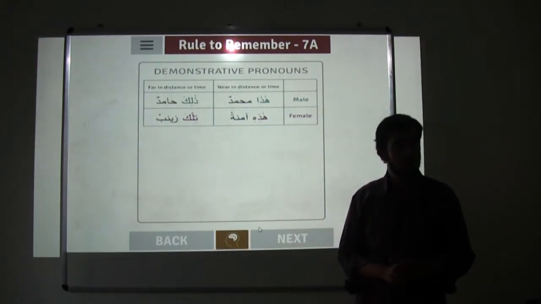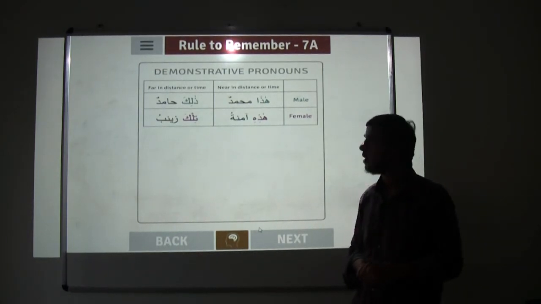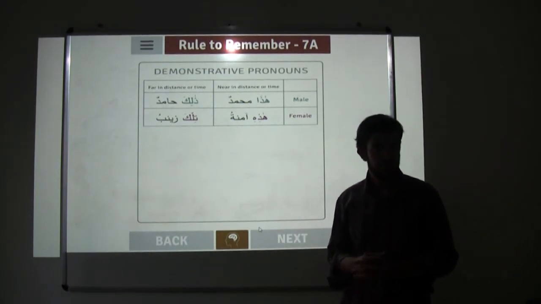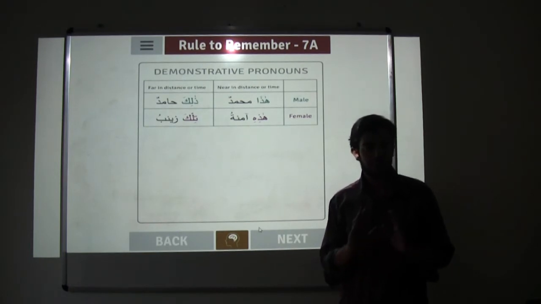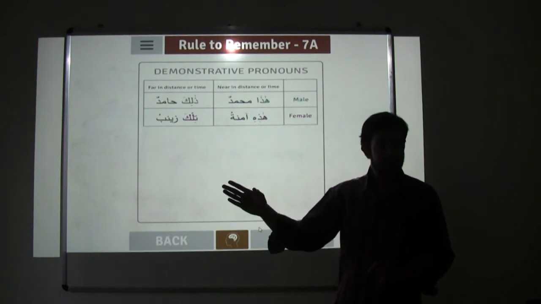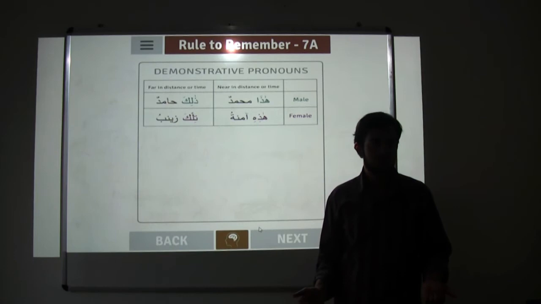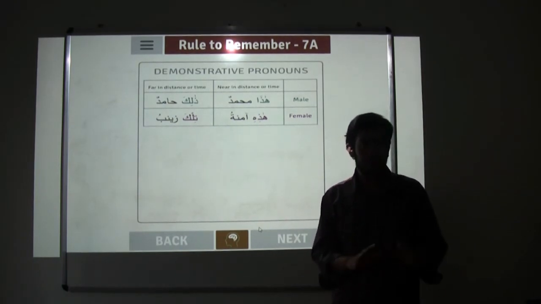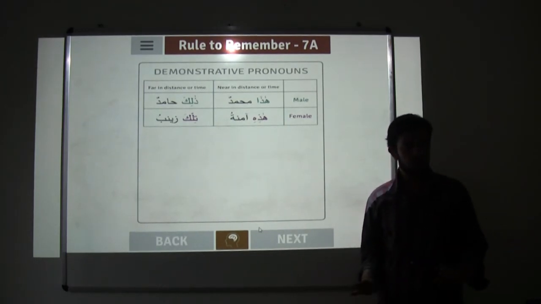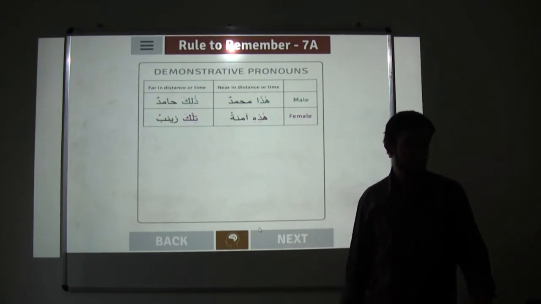Now we can also say here Zainab. Here and tilka both are the same. We can say that is Zainab, or we can say she is Zainab. She and that, it's one and the same. Okay, you can use either way. Both mean the same. Only difference is we say this is Zainab, and then we say she is Zainab.